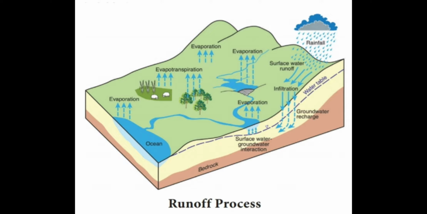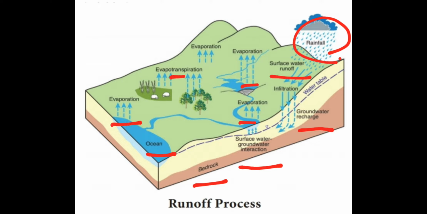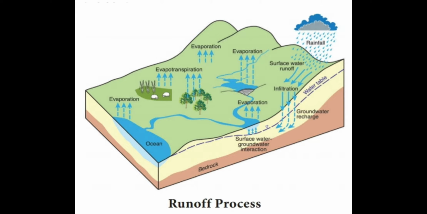So, runoff process. Water is getting runoff. See, rainwater, surface runoff water on the land, evaporation is happening, groundwater recharge, surface water groundwater interaction, bedrock, ocean. So it falls on the land and comes to the ocean, and through the ocean it gets evaporated. Evapotranspiration is happening from trees and plants here and the land also. So evaporation is happening. This is the process of runoff.